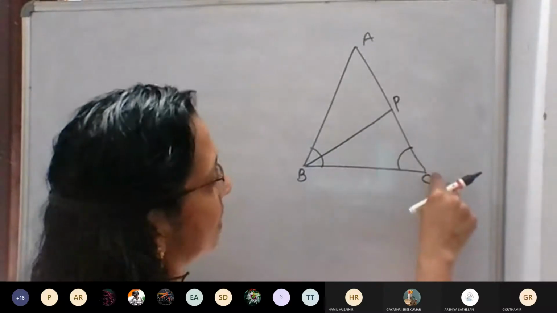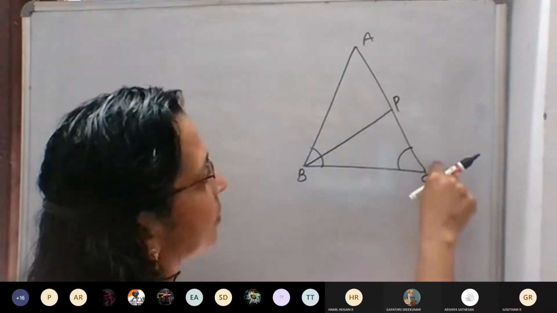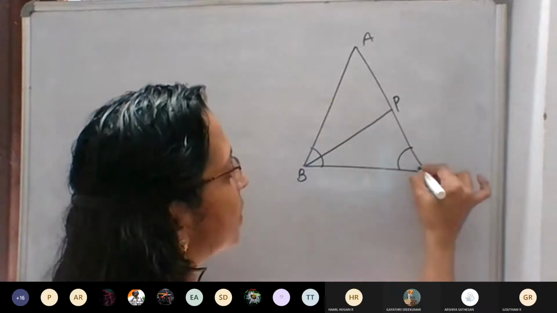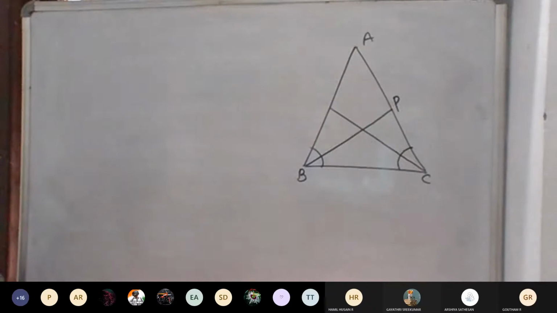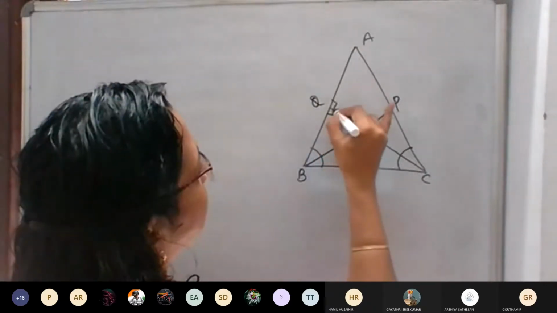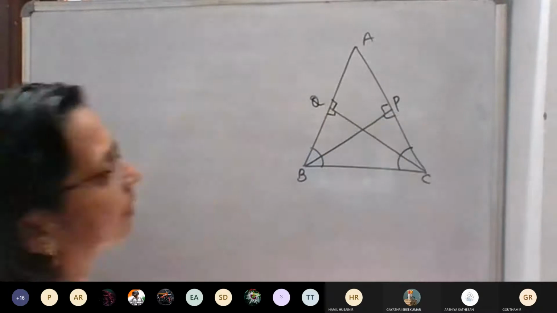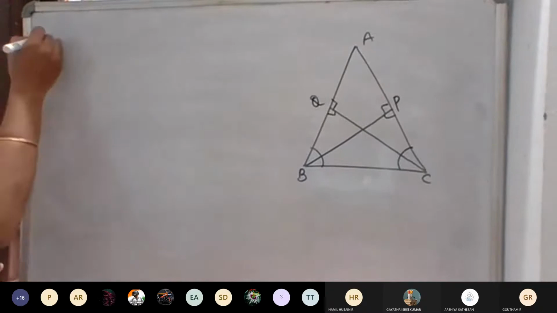So the opposite side is AC. We draw a perpendicular from B to the opposite side AC. In the same way, from C also we have to draw a perpendicular to the opposite side AB. So we can mark this as Q. This is a perpendicular, so it will be 90 degrees. Now start with the second part.